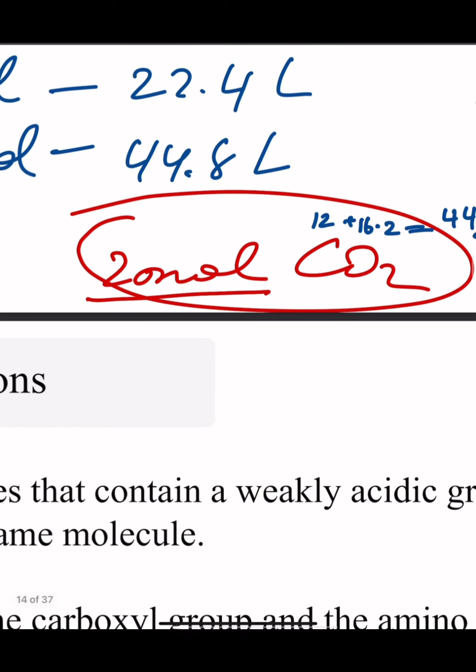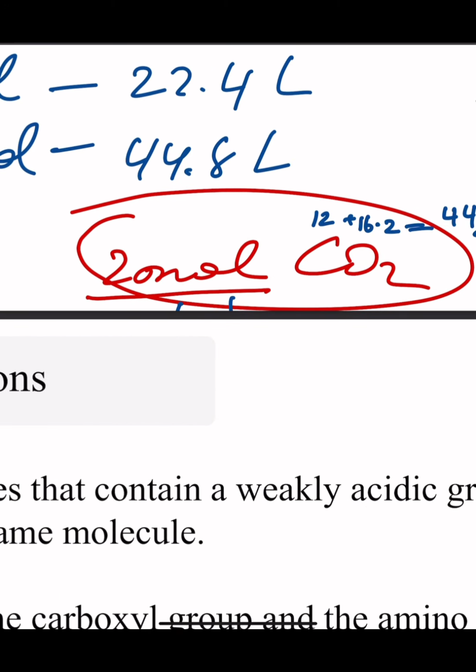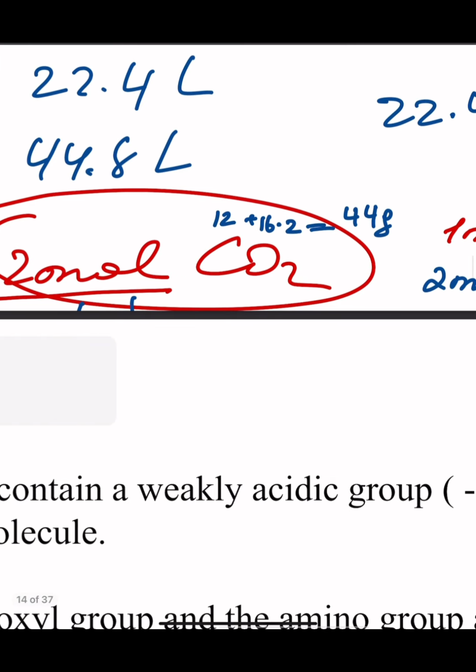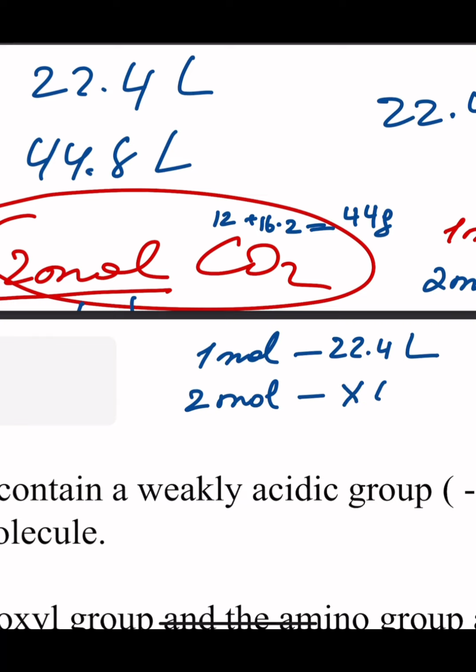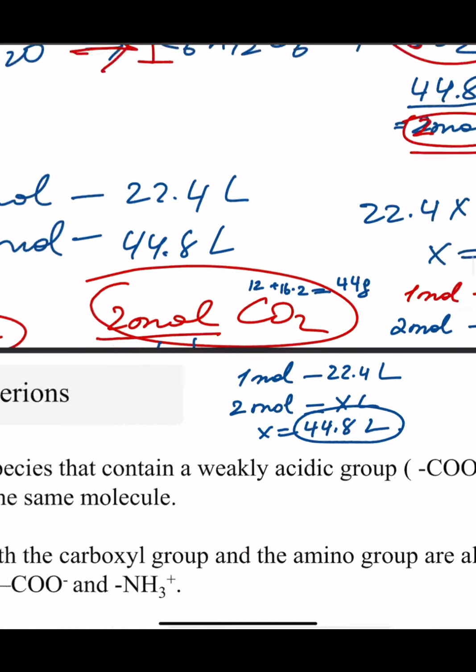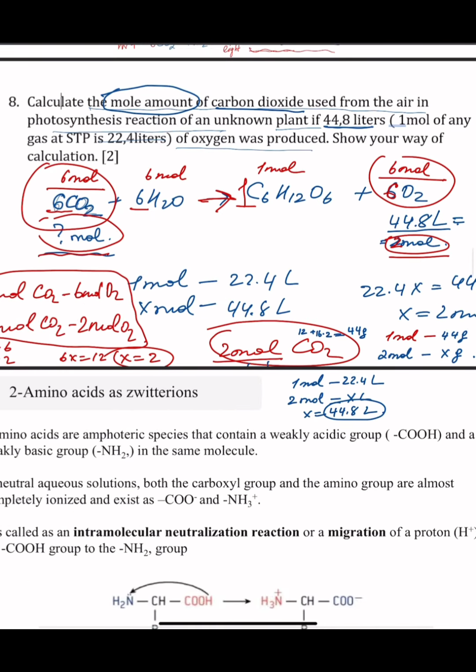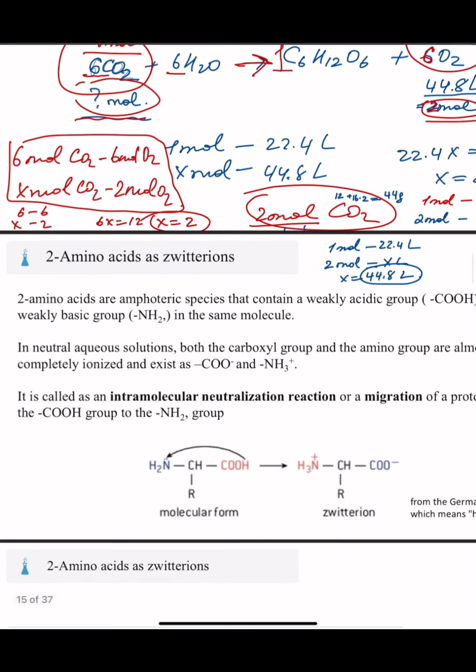And if I ask you, tell me how many liters of CO2, carbon dioxide, is used, you will find it this way again. So you know that 1 mole is 22.4 liters. And if 2 mole were used, it would be x liters, and x would be 44.8 liters. Okay? So this is just simple math. You need to do it on your own.